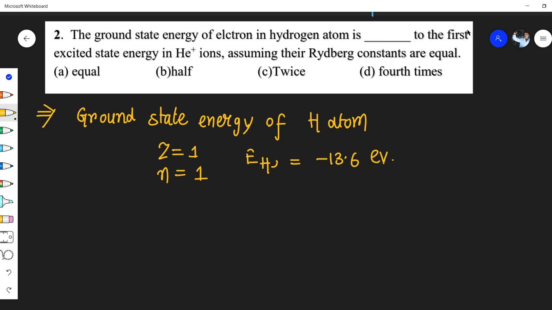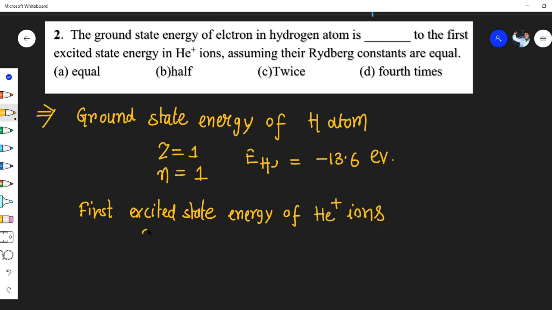Now let's come to the next one. The next one asks about the first excited state energy of helium positive ion. So just write down the first excited state energy of the helium positive ion. What is the value of Z? For helium, the atomic number Z is 2. What is n equal to? I have already told you, my dear friend. Just see, the first excited state for the hydrogen atom, so obviously the n value would be 2.